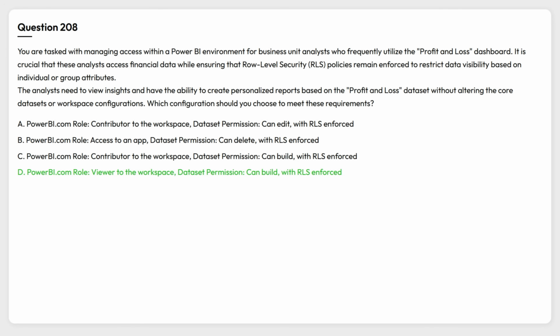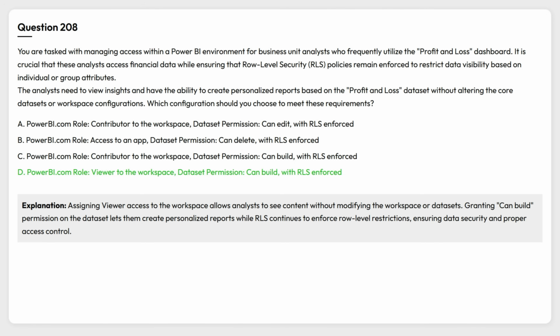The correct answer is option D, PowerBI.com role. Viewer to the workspace. Dataset permission. Can build with RLS enforced. Assigning viewer access to the workspace allows analysts to see content without modifying the workspace or datasets. Granting can build permissions on the dataset lets them create personalized reports, while RLS continues to enforce row-level restriction, ensuring data security and proper access control.